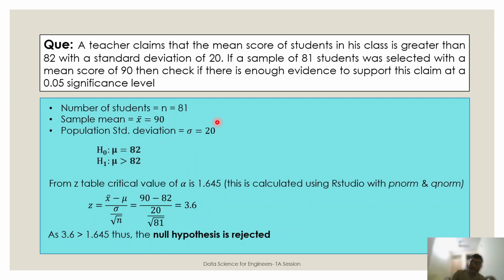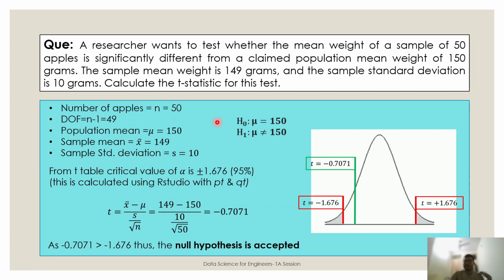I will give you another example. I think that will be a better way to understand this, and with the help of a graph it becomes easier for you. A researcher wants to test whether the mean weight of a sample of 50 apples is significantly different from the claimed population mean weight of 150. The sample mean weight is 149 grams, and the sample standard deviation is 10 grams. Calculate the t-test statistic for this. So we are going to use the t statistic. The degrees of freedom is n minus 1, and we have 50 apples, so it is 49.